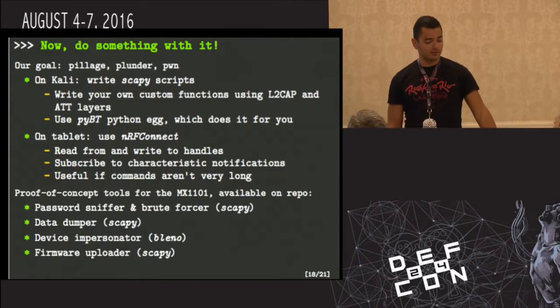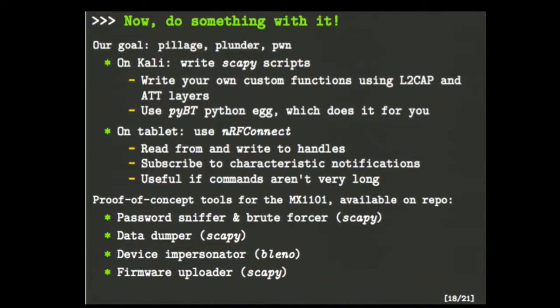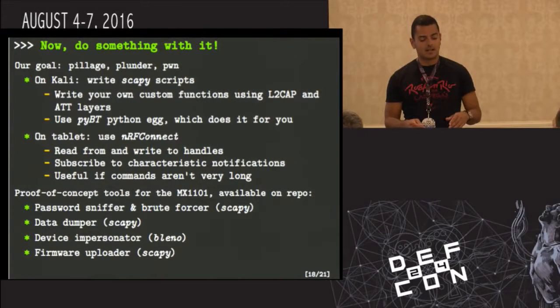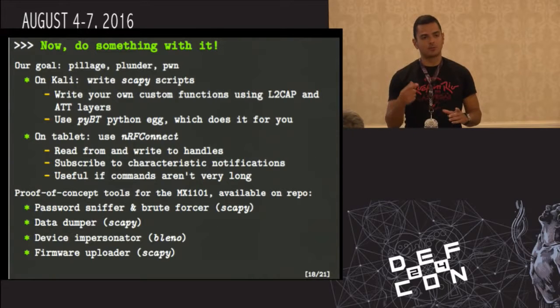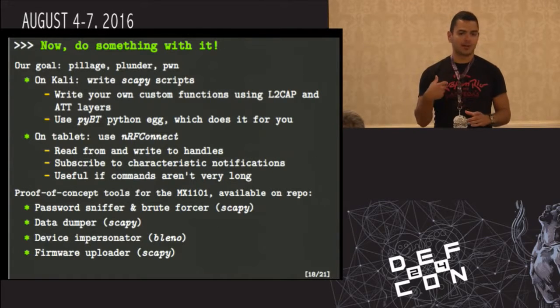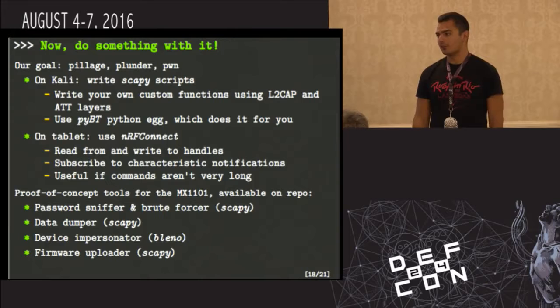Proof of concept: we built a password sniffer and a password brute forcer. We built a data dumper so you can just pull data off of that device arbitrarily. We built that device impersonator that I was talking about earlier, and a firmware uploader. And all those tools are available on our GitHub as proof of concept tools. Now you probably don't have an MX1101 to play with, but if you look through that code, you'll see how we're actually writing to handles and reading from handles, and then go forth and conquer.